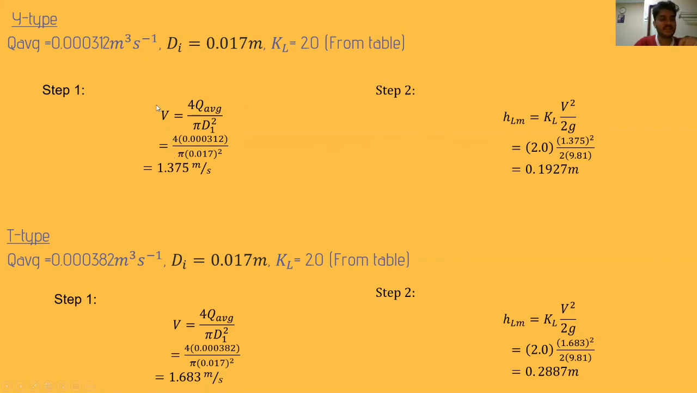In step 1, we have to find the V. The V value is different due to the Q values. Since the Q values are different for both situations, the V value is different. The value for minor loss is different as well due to the presence of V.